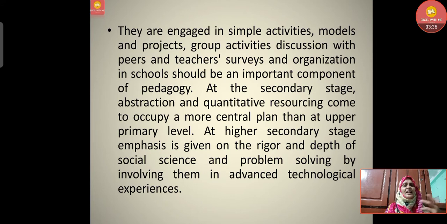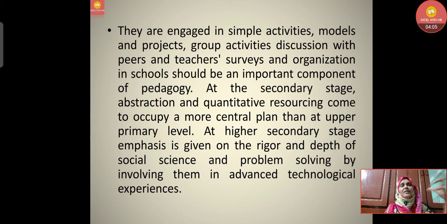At the higher secondary stage, emphasis is given on the rigor and depth of social science and problem solving by involving them in advanced technological experiences. In higher secondary stages, what will happen? They are now matured, in the sense that they are in the adolescent stage, and will go a little beyond the adolescent stage too. So they will be able to do some problem solving.